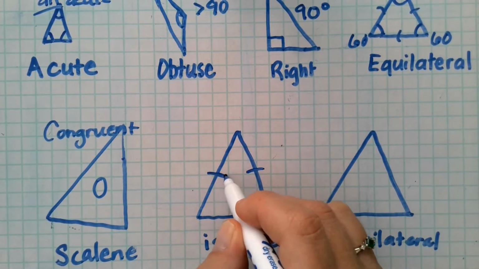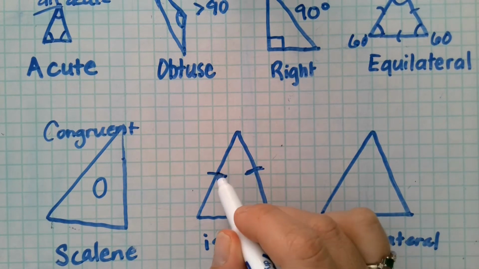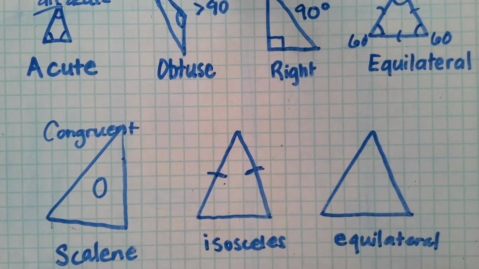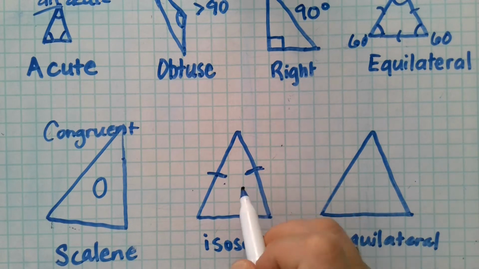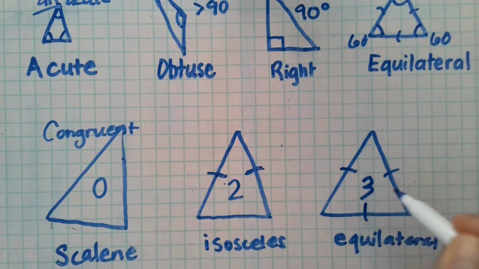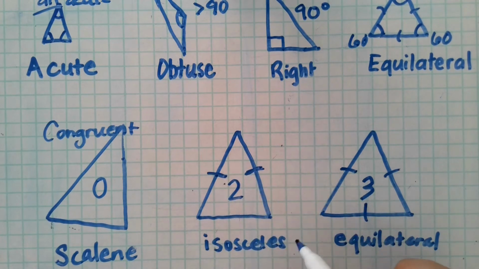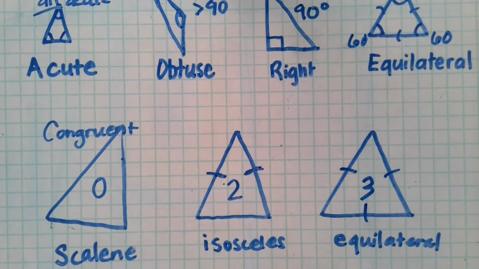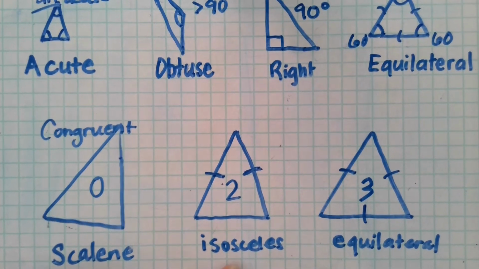When you see a mark through a side that looks the same, it means this side is equal to this side. And so we would say we have 2 congruent sides there. In an equilateral triangle, we would have 3 equal sides. So each side length is the same. So in an equilateral triangle, 3 equal sides. Isosceles, 2 equal sides.